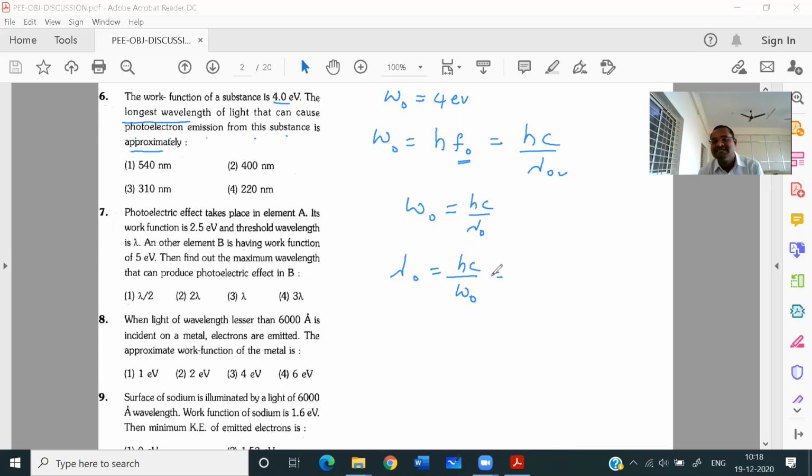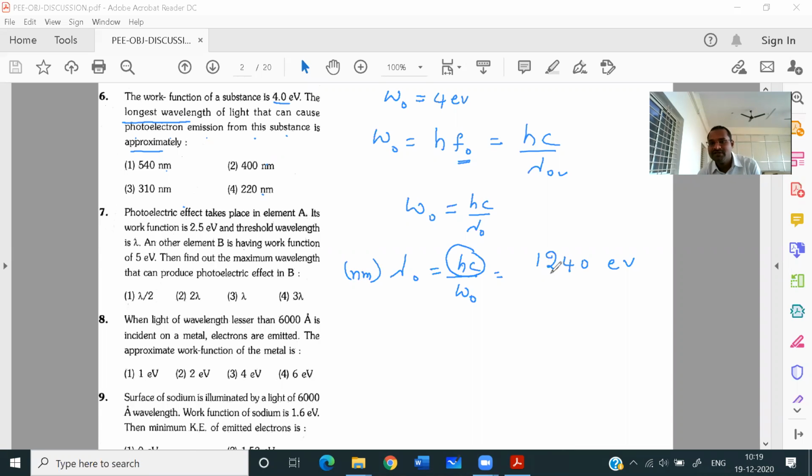Clear? Just now I have told you that h and c, if you multiply them, come out to be 12,400 electron volt angstrom when you take lambda in angstrom. But see, the options are in nanometers. So for that, you need to take 1240 only. Then this lambda comes out in nanometers.